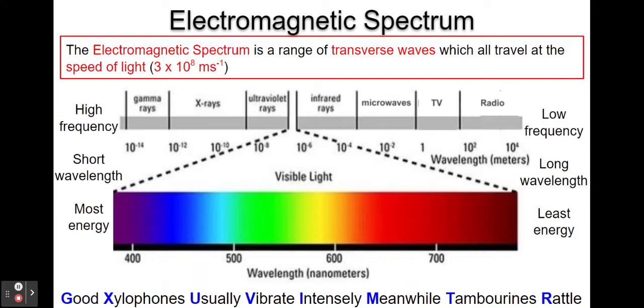Now, we also need to know a little bit about each part of the spectrum. We have to be able to state a detector of that type of radiation, an emitter of that type of radiation, and a use for that type of radiation. So let's go through them.